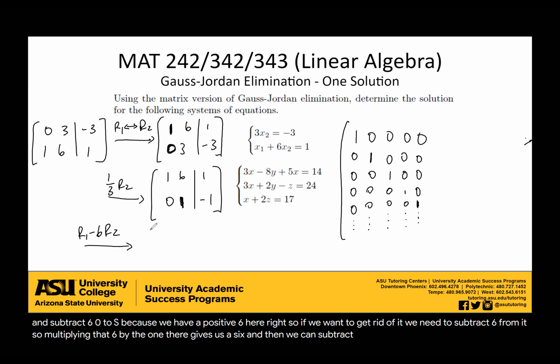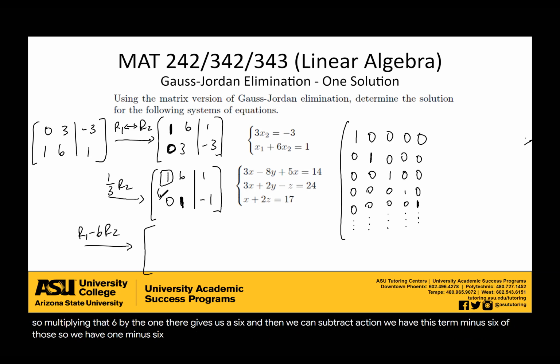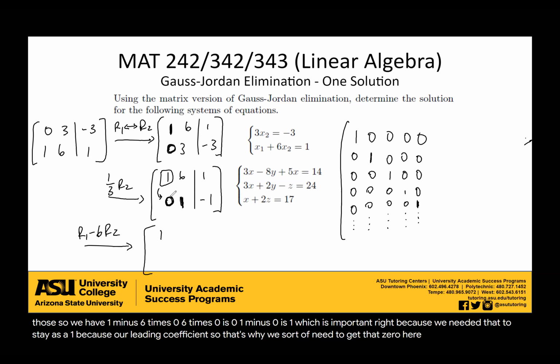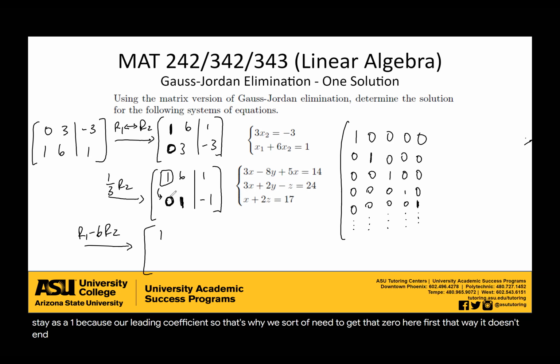So seeing that in action, we'd have this term minus 6 of those. So we have 1 minus 6 times 0. 6 times 0 is 0. 1 minus 0 is 1. Which is important, right? Because we needed that to stay as a 1, because it's our leading coefficient. So that's why we sort of needed to get that 0 here first. That way it doesn't end up changing it when we do the subtraction.